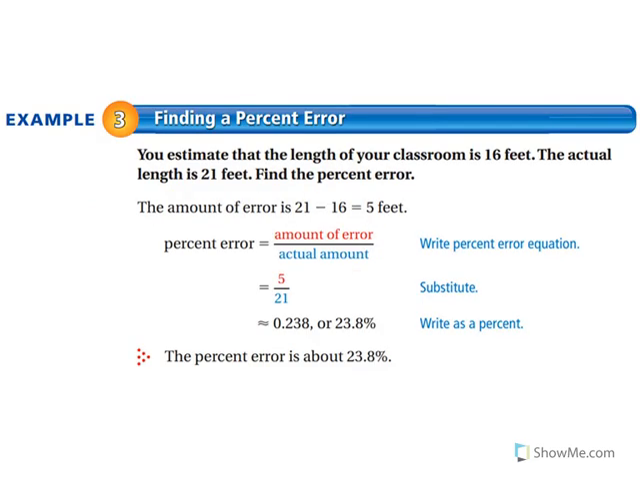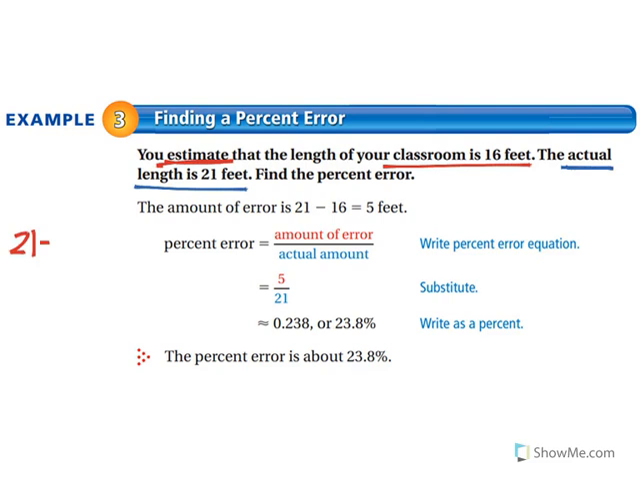So, for an example, you estimate that the length of your classroom is 16 feet. Okay, so this is your estimate. Your estimate is the classroom is 16 feet. Now, the actual length is 21 feet. So you're off by 5 feet. So what we're going to do is take our new amount, or I'm sorry, the actual amount, since it's greater.